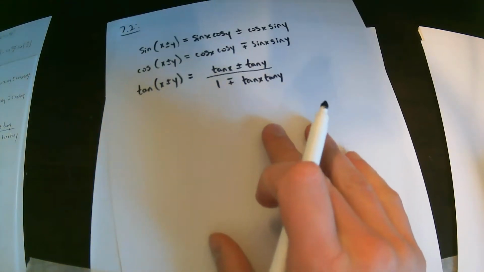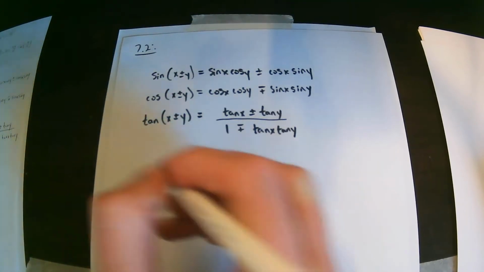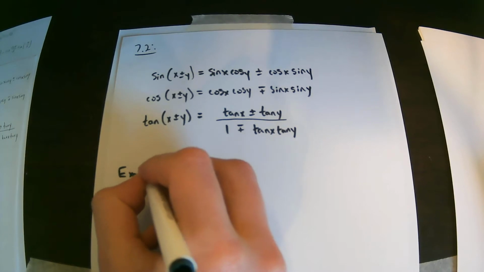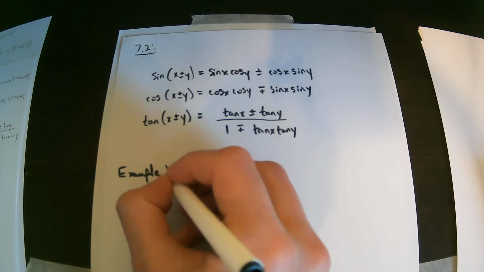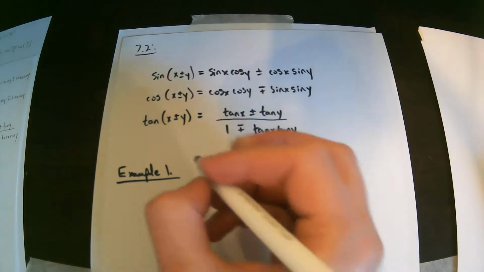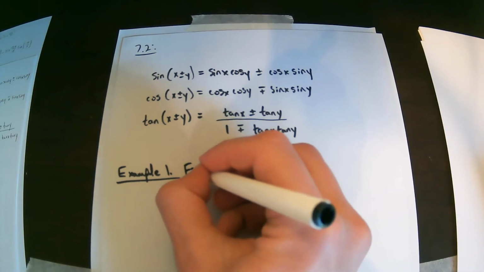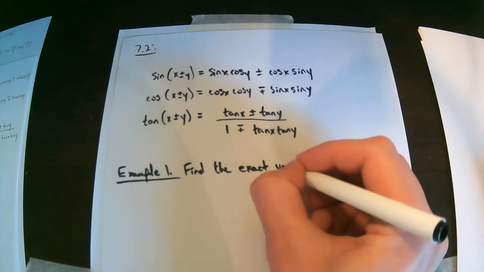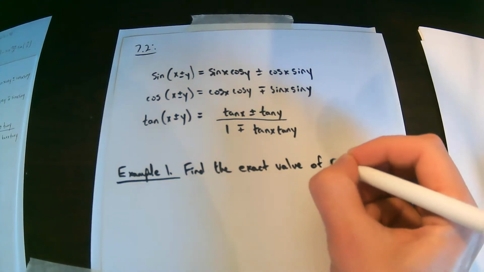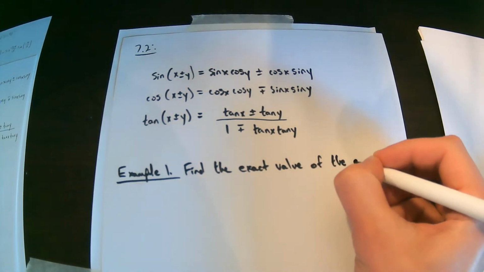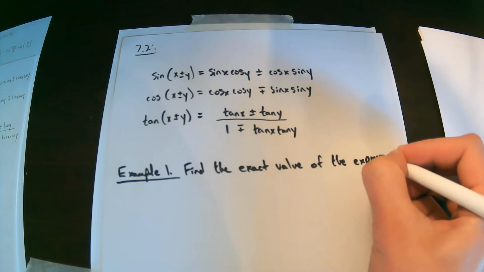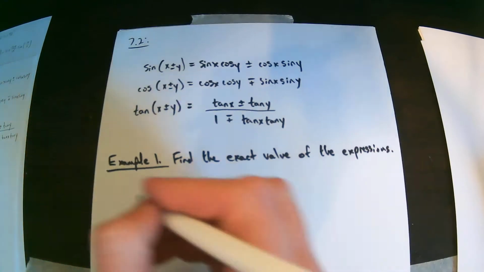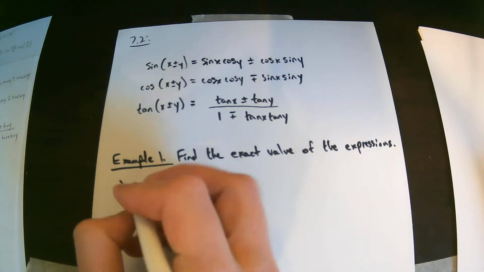So the first example, and I'm just going to walk through the textbook examples and probably just provide more parts to each example than they do. So they say find the exact value of the expression. So this is one of the most useful uses of these formulas.